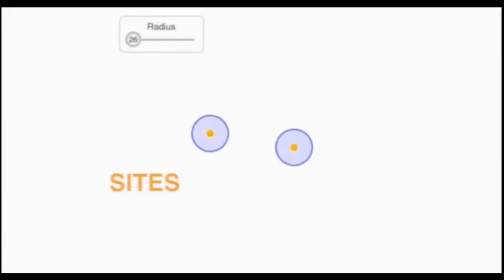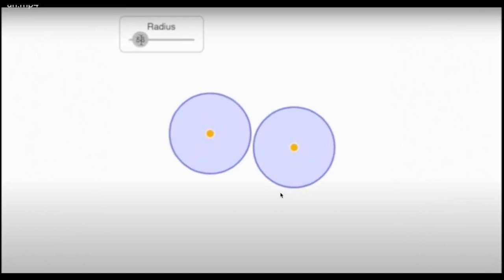In order to understand what a Voronoi diagram actually is, we're going to start by looking at 2 points. Now, these 2 points will be the center of our circles. And I'm going to start by expanding each circle so that the radius gets bigger and bigger. These are going to be called sites. At some point, our 2 circles are going to be expanding in a way that they're going to be touching each other. So they're going to be intersecting.